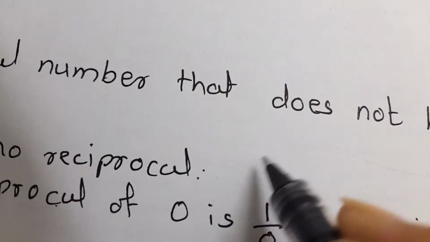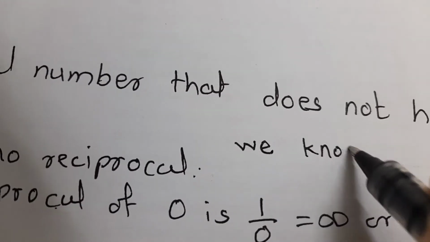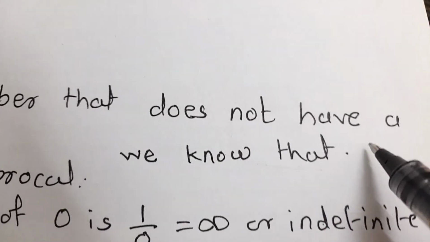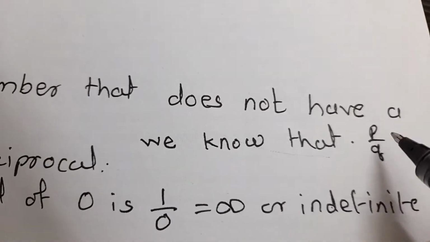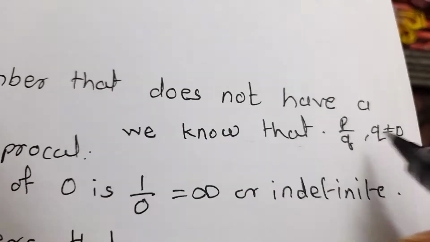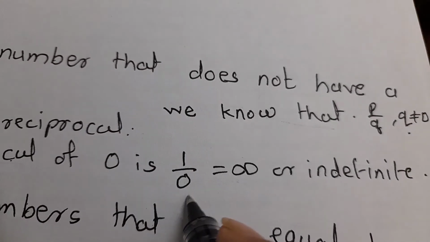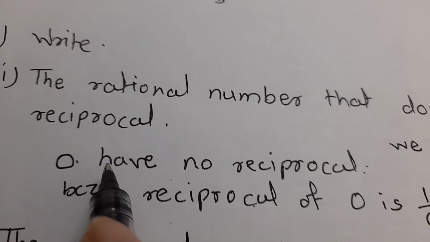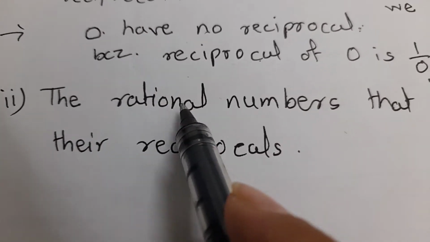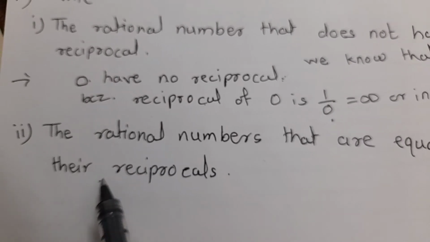Friends, we know that when p upon q is any rational number, q is not equal to 0, the denominator must not be equal to 0. But here the denominator is 0. Therefore, we can say that 0 has no reciprocal.